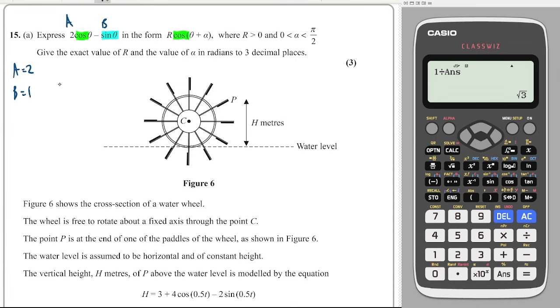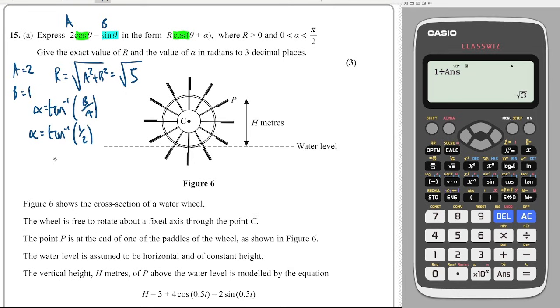And then we just use this formula, which is great. It is the square root of a squared plus b squared. So in this case, that's the square root of 2 squared plus 1 squared, which is root 5. And then the alpha value is equal to tan to the minus 1 of b over a. So in this case, that's tan to the minus 1 of a half, which is 0.464.